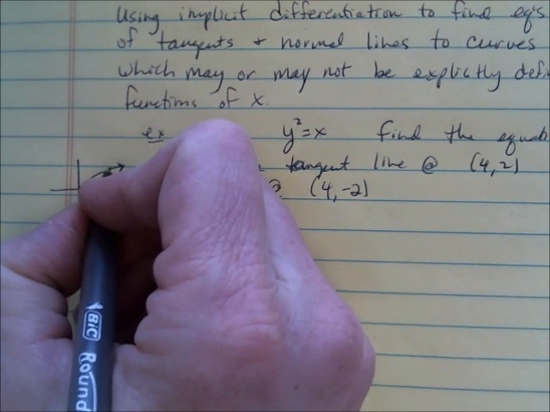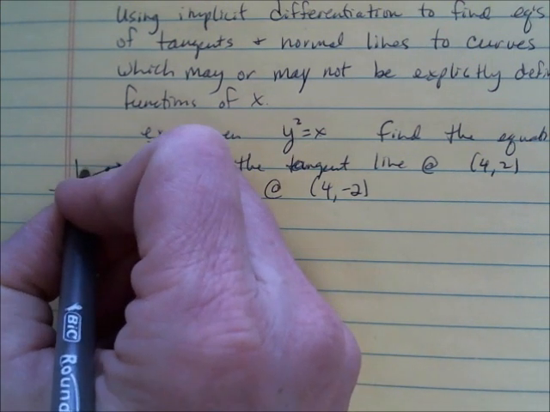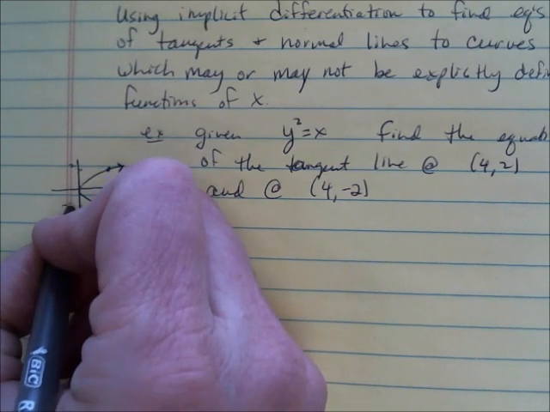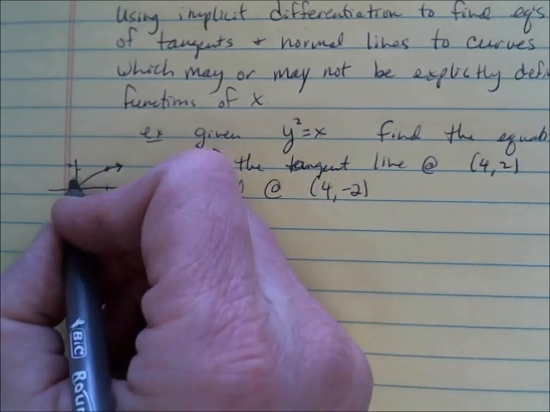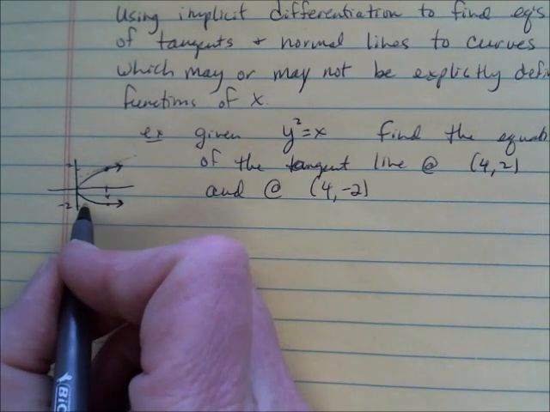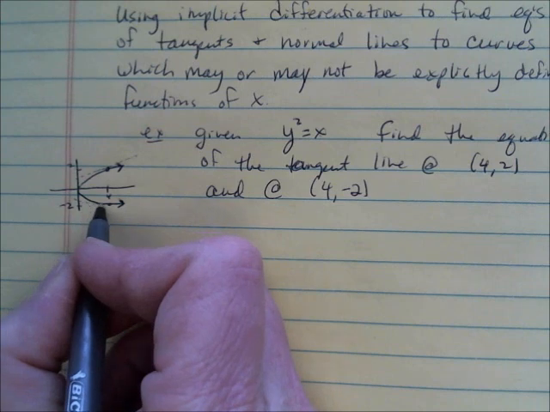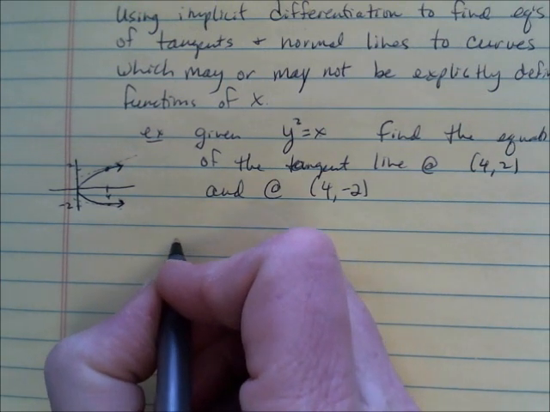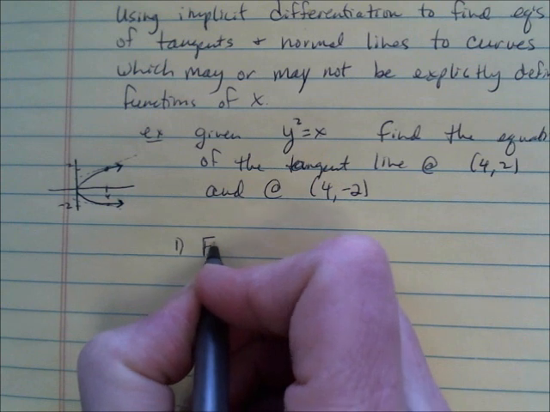So there's a point here when you go over 4, you go up 2, or when you go over 4, you go down -2. And what we're going to do is find the equation of the tangent line that goes through this point, and then the equation of the tangent line that goes through this point. And what we're going to use is implicit differentiation to find that. So the first thing, we're going to find the derivative implicitly.